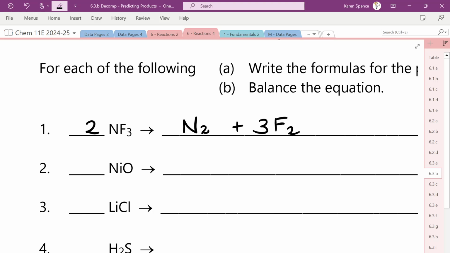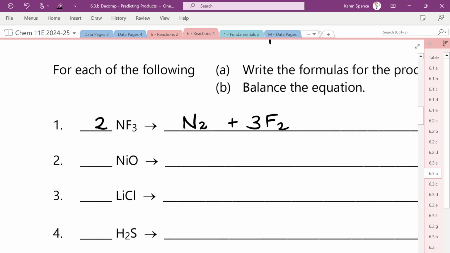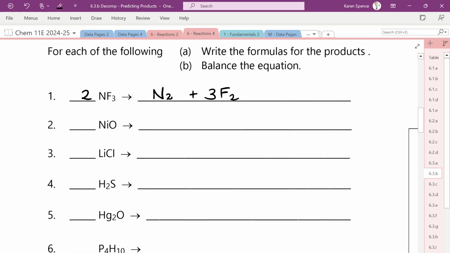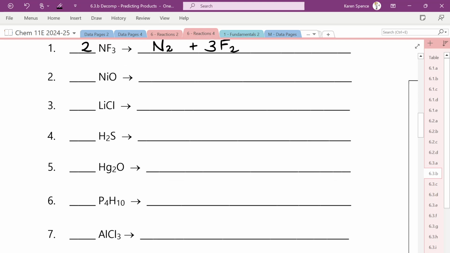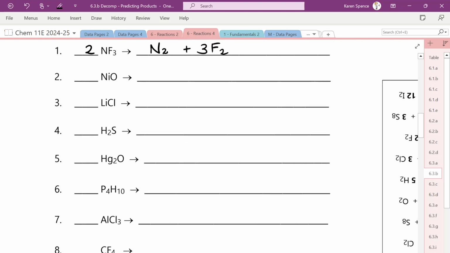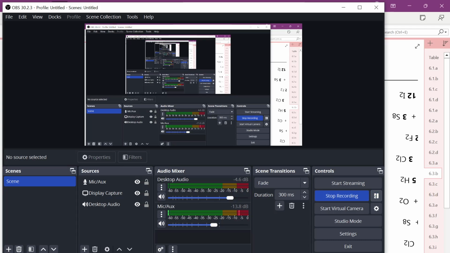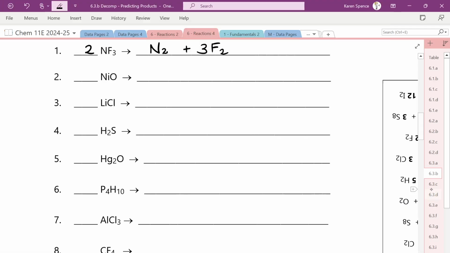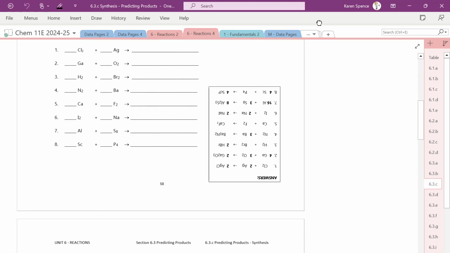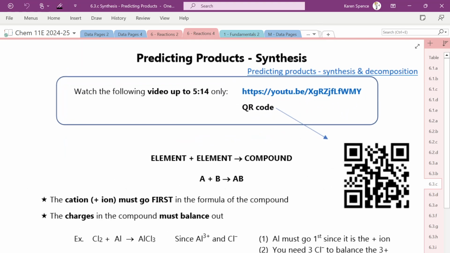So you guys are going to do the rest of these. I'll give you, I don't know, 5 minutes or so to just go through these. Probably won't even take you 5 minutes. And then we're going to move on to synthesis. So we are moving on to page 58.